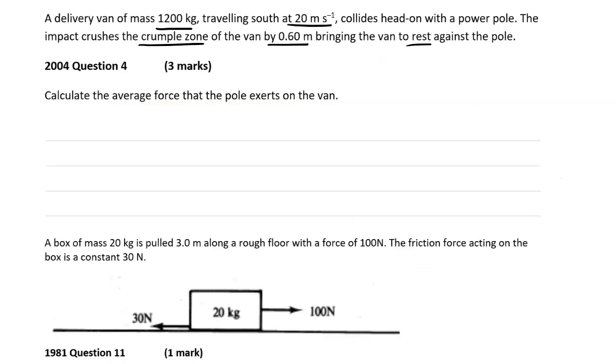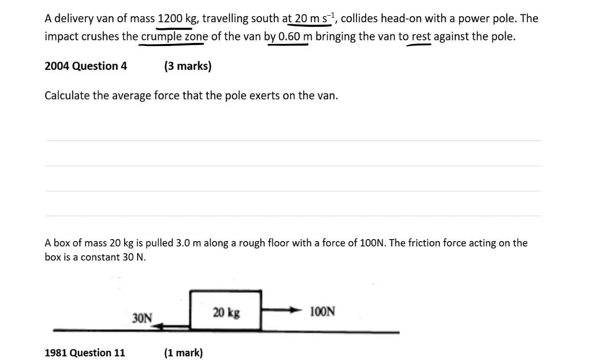Okay, we've got a delivery van, with this mass and this initial velocity, colliding with the pole. The impact crushes the crumple zone. So important to have crumple zones. Please review the video about minimizing an impact force if you don't recall why. It crumples by 0.60 meters and brings the van to rest.